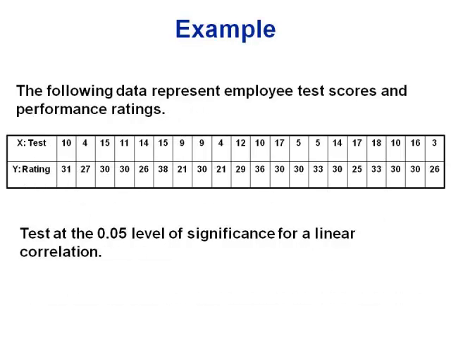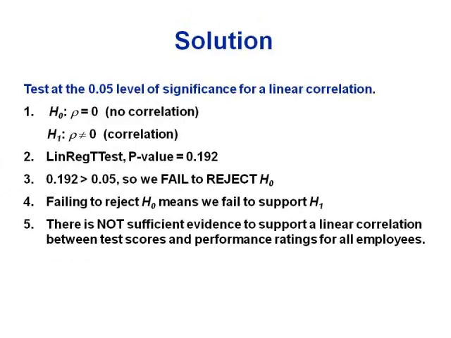Here's another example if you want to pause and get these two lists in your stat edit. Just some sort of employee test score versus performance rating. And we're going to test at the 0.05 level of significance for a linear correlation. So we set up our hypotheses. Notice that they look exactly the same. No correlation for the null, some sort of correlation either direction for the alternative.